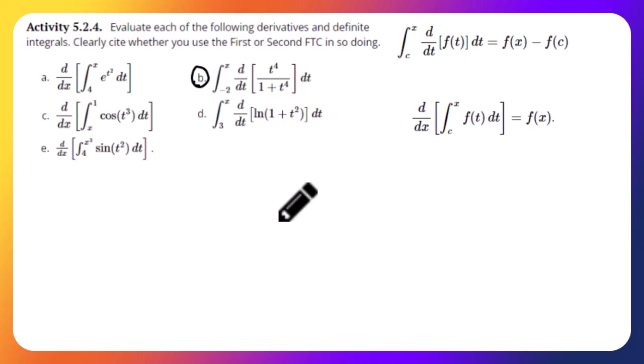B looks a little bit different. Instead of having the derivative of an integral, we have the integral of a derivative. So that looks a lot more like the first fundamental theorem of calculus. So we have the integral from c to x. For part B, the integral from -2 to x. So for part B, we have our c value is equal to -2. And then we have the derivative of some function. In this case, our function is t to the fourth over 1 plus t to the fourth. So we'll write that down.